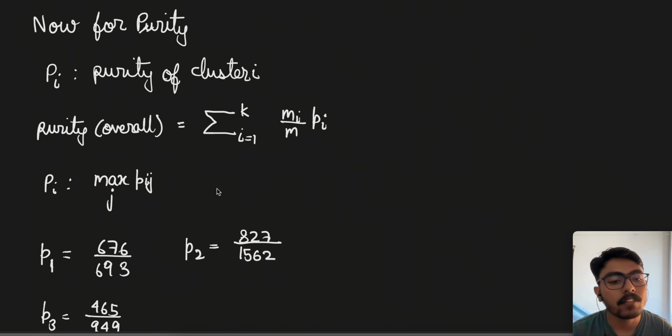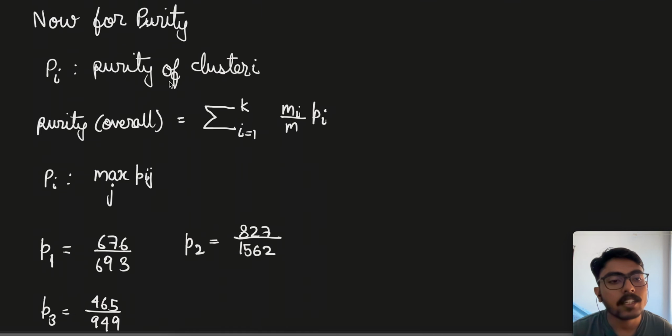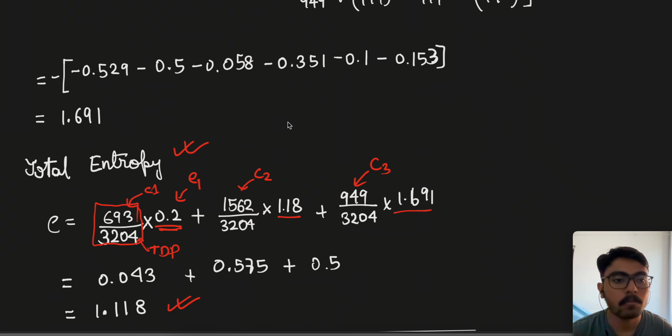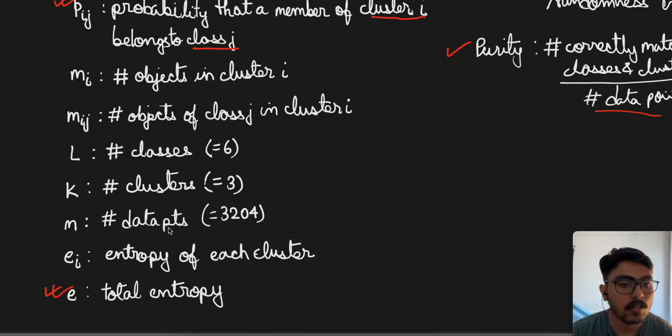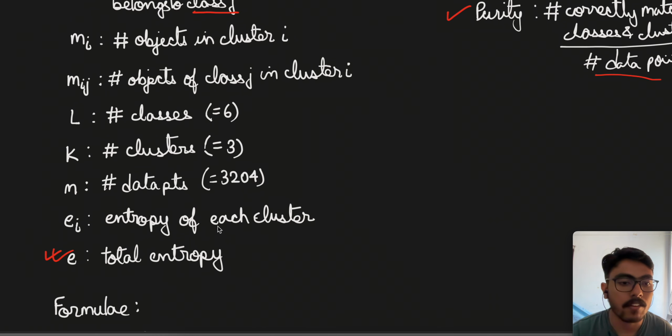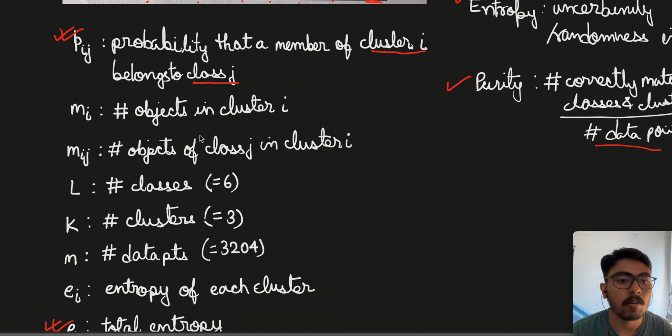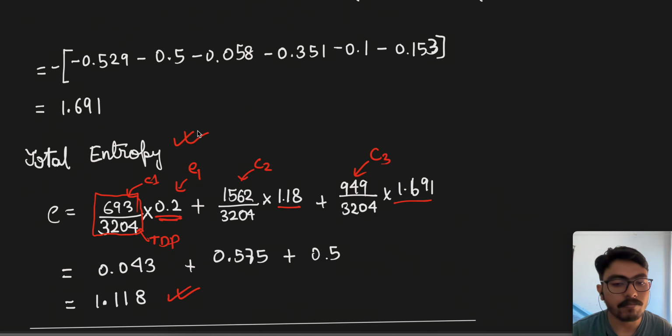Now we'll go for purity. Pi is the purity of cluster i, and the overall purity of the confusion matrix is the sum of Mi by M into Pi. Mi is the same notation we used for entropy, so don't get confused. M is the total number of data points we have, and Mi is the number of objects in cluster i.